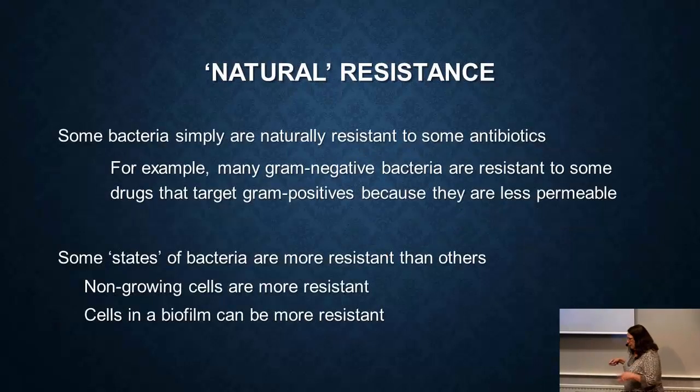Okay, so those are the ways in which cells can gain abilities to become resistant. But then there's something called natural resistance. I put that in quotes. Some bacteria simply are naturally resistant to some antibiotics. For example, many gram-negative bacteria are resistant to drugs that target gram-positives simply because they're less permeable. The drugs can't get in. They can't get through the lipopolysaccharide and the outer membrane.